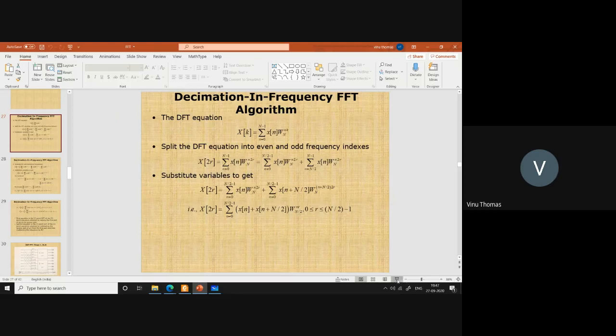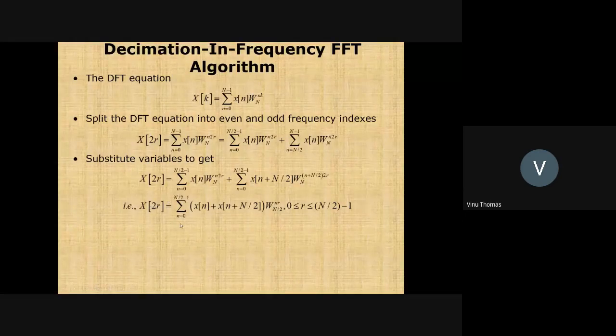So therefore, the summation you can write as X of 2r is equal to sigma n equal to 0 to N by 2 minus 1, x of n plus x of n plus N by 2 into W_{N/2} raised to n into r, for 0 less than or equal to r less than or equal to N by 2 minus 1. You can interpret this even now. So what is the interpretation to this? Can you look at what is happening here? I would appreciate anyone to attempt this. So can anyone interpret what is happening here?